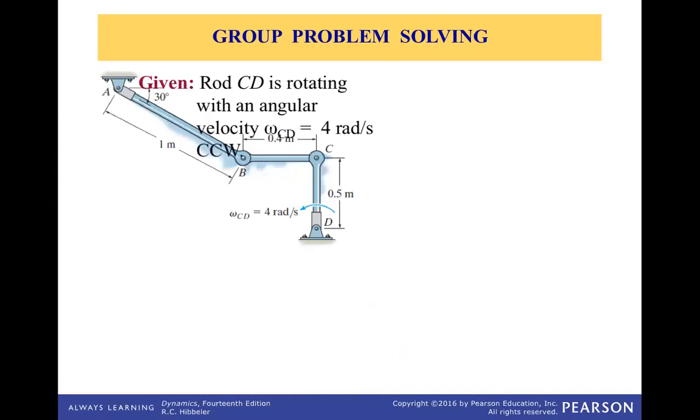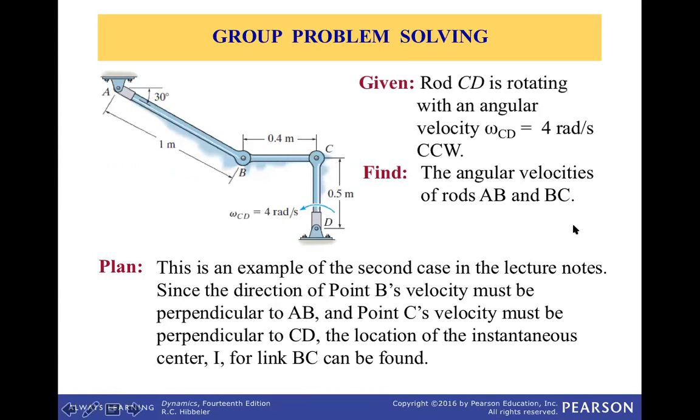All right. So if not, then let's look at this one here. So this is 4 radians per second. It's asking you to find the angular velocity of rods AB and BC. Okay. So you can see here, for AB, point B is rotating with respect to point A.